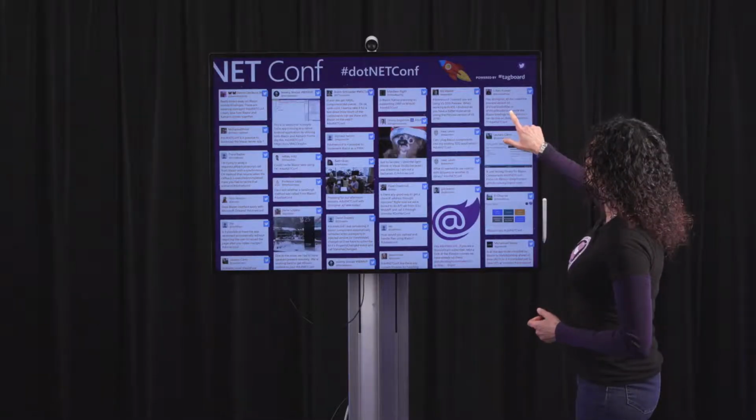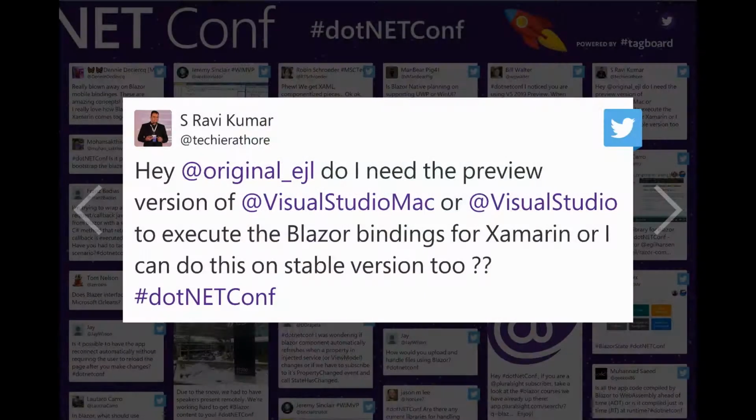Here's one directly to you. "Do I need the preview version of Visual Studio for Mac or Visual Studio to execute the Blazor bindings for Xamarin, or can I do this on a stable version too?" Yeah, it should work on the released versions. I happen to be running Visual Studio 2019, I forget which update, and I am running the public preview of that. You don't need the public preview though. You can run the stable RTM release and that should work just fine. That should be true for Visual Studio and Visual Studio for Mac.